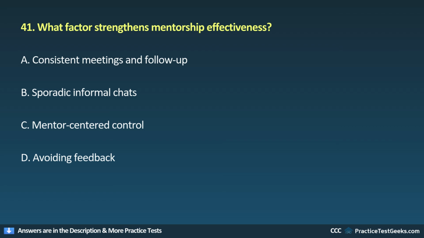41. What factor strengthens mentorship effectiveness? A. Consistent meetings and follow-up. B. Sporadic informal chats. C. Mentor-centered control. D. Avoiding feedback.